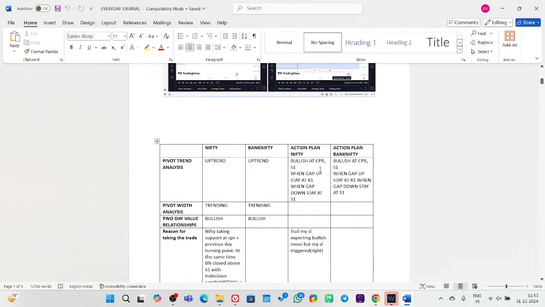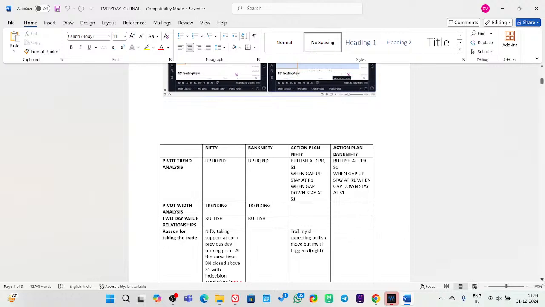You can see here I wanted to be bullish at CPR S1. If it is gap up, I want to stay at R1. If it is gap down, I want to stay at S1. Like this, I have a predefined plan to trade the markets.